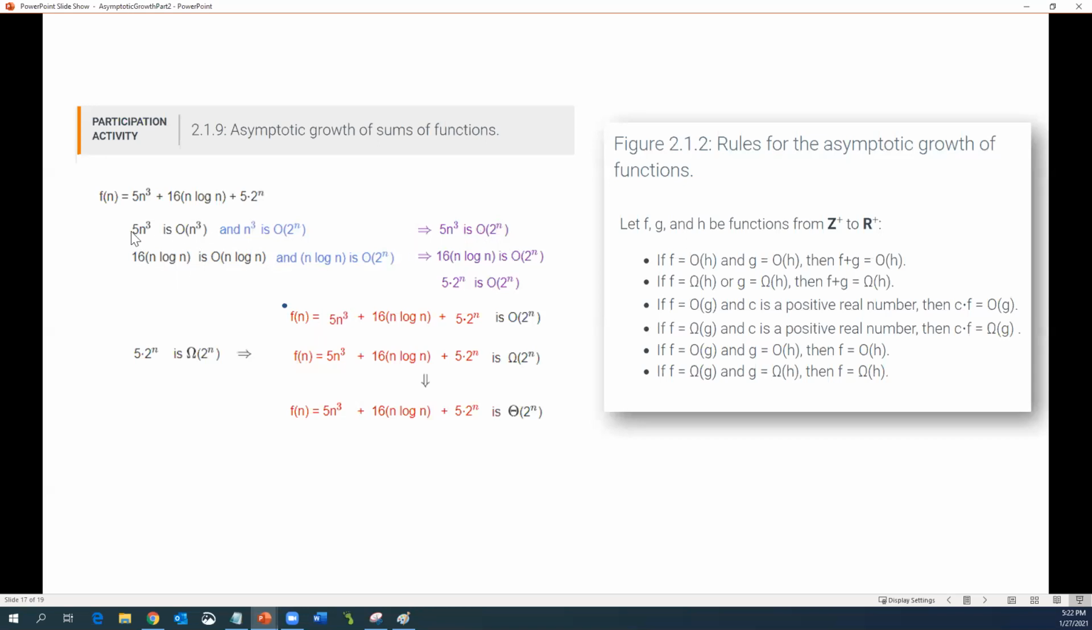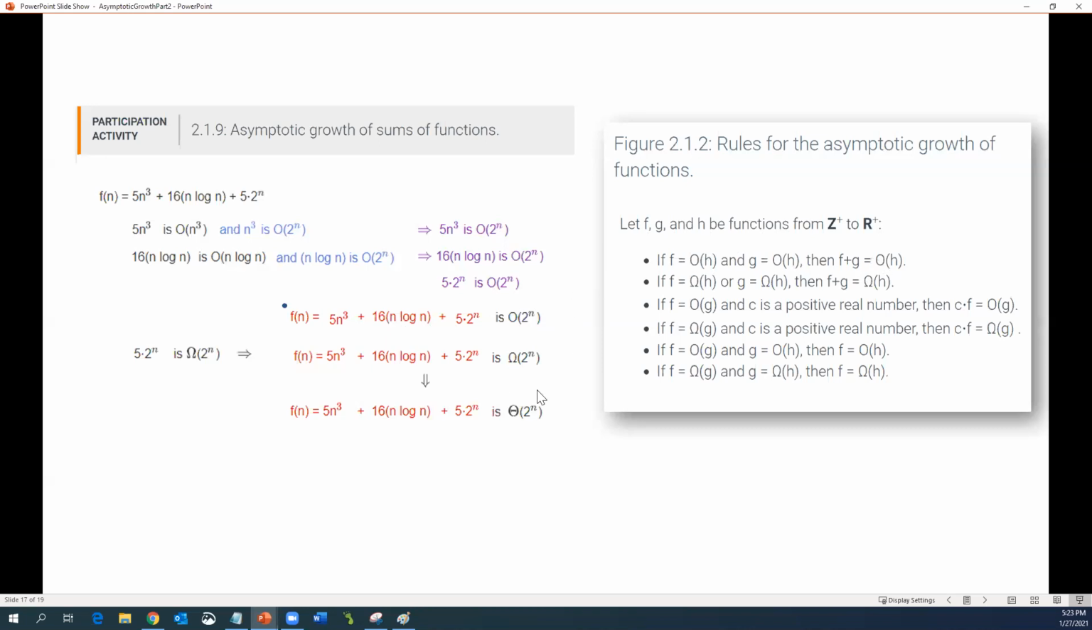And then the third term, 5 times 2 to the n, is also O of 2 to the n, right? So we were able to show that all of these, even the slower growing functions, are O of 2 to the n. It can be an upper bound. So that's an upper bound for each individual function, and when we add them together, it's also an upper bound. That's what this first rule says here.